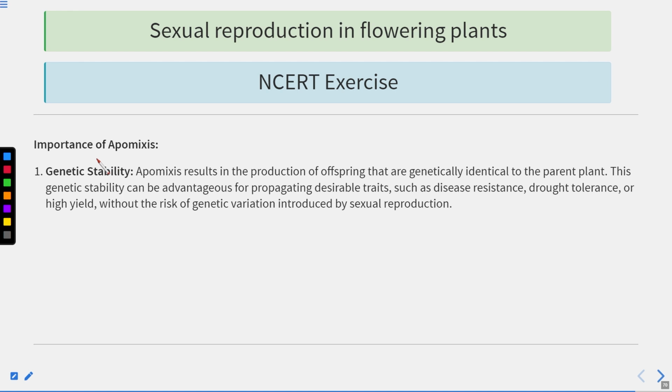Now let's have a look at the importance of apomixis. First is the genetic stability. I've already explained this. Apomixis results in the production of offspring that are genetically identical to the parent plant. So it is a kind of asexual reproduction. During asexual reproduction, only one parent is involved and the progeny is a clone. It is genetically identical to the parent. So the characters are maintained in the progeny, in the hybrid. But during sexual reproduction, they can be lost because there is segregation of the characters.